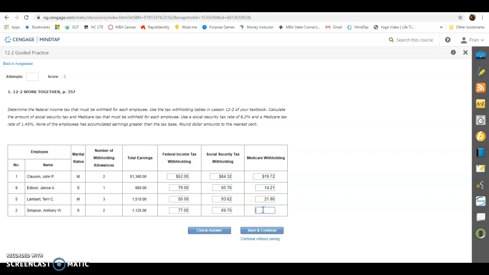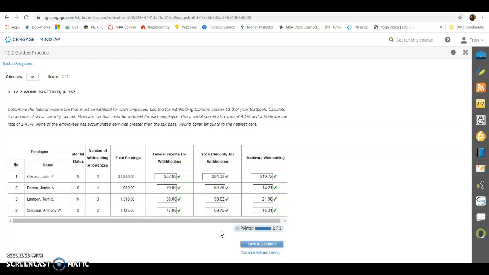We come over here, we take his $1,125 and multiply it by 1.45%, and we end up getting 16.3125. We got to round it. We're talking about money. $16.31. All right. Let's check our answer. We got it all right. And that concludes this one.